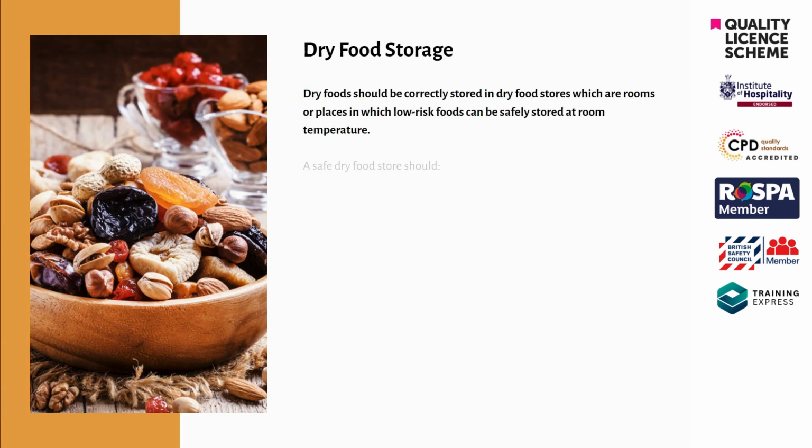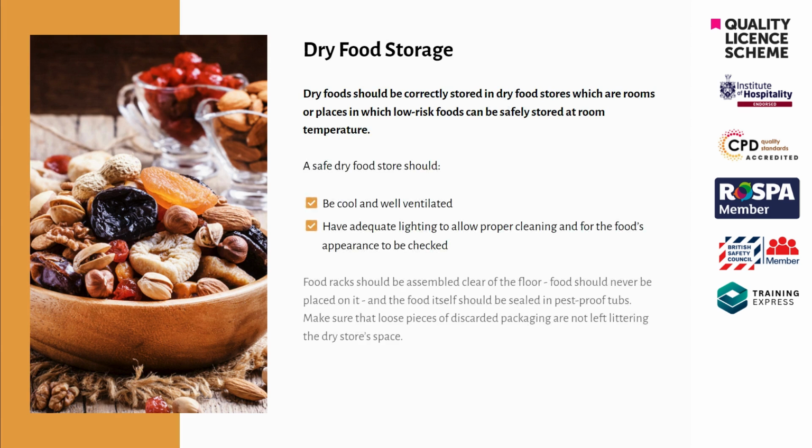Dry food storage. Dry foods should be correctly stored in dry food stores, which are rooms or places in which low-risk foods can be safely stored at room temperature. A safe dry food store should be cool and well ventilated, have adequate lighting to allow proper cleaning and for the food's appearance to be checked. Food racks should be assembled clear of the floor. Food should never be placed on it, and the food itself should be sealed in pest-proof tubs. Make sure that loose pieces of discarded packaging are not left littering the dry store space.